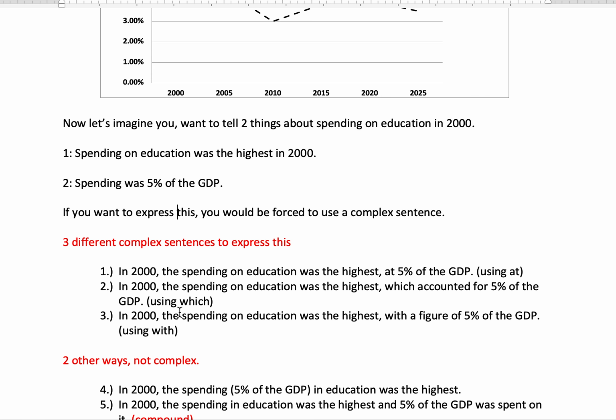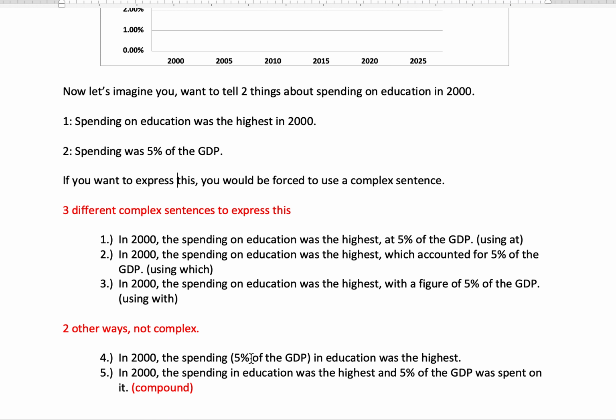There are 2 other ways in which you can say this. One way is to use brackets for the data, and one way is to make it a compound sentence. Okay. So here in 2000, the spending, that now I'll put extra information in the bracket, 5% of the GDP. In 2000, the spending on education was the highest.